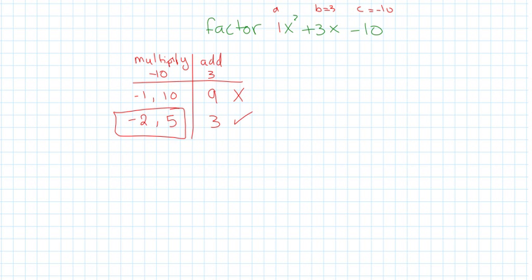So that factors to, bracket, what letter do I put first? X. And then I put minus 2 because one of my factors is minus 2, and then plus 5. That's it.